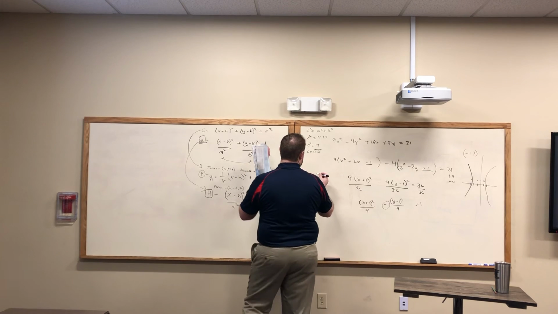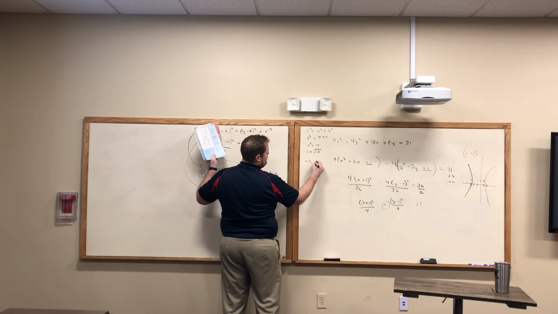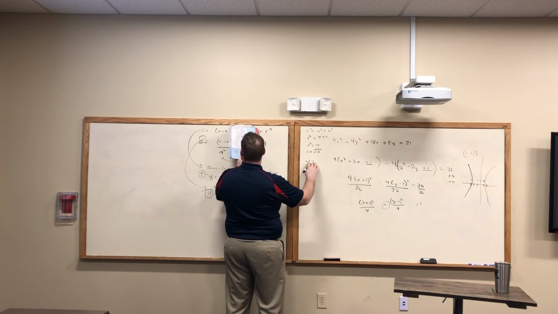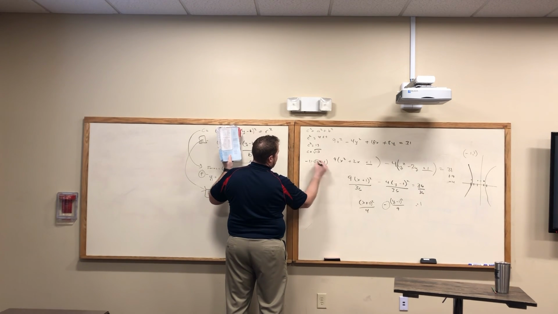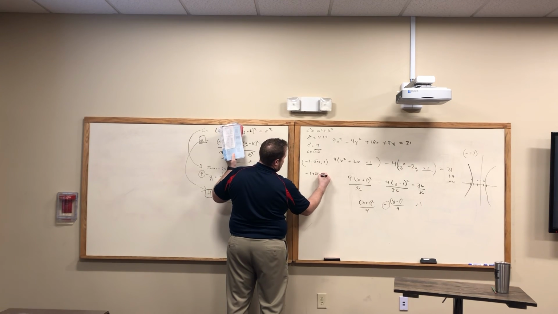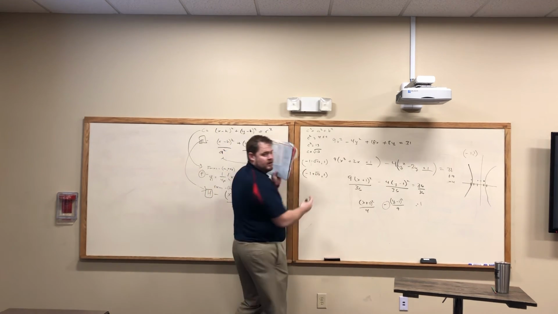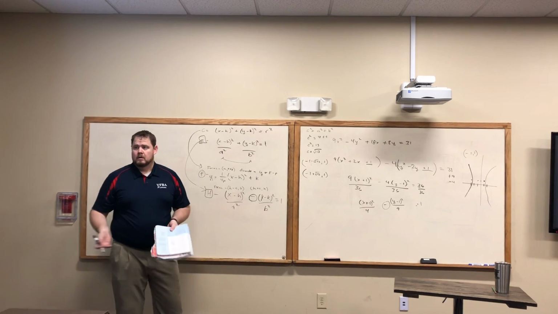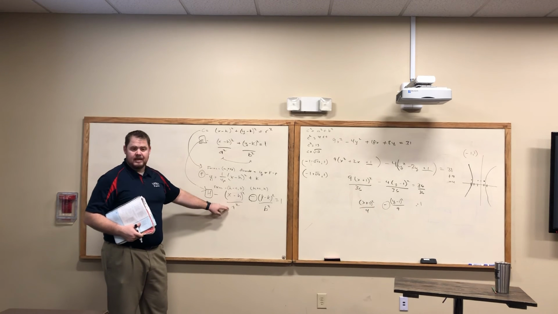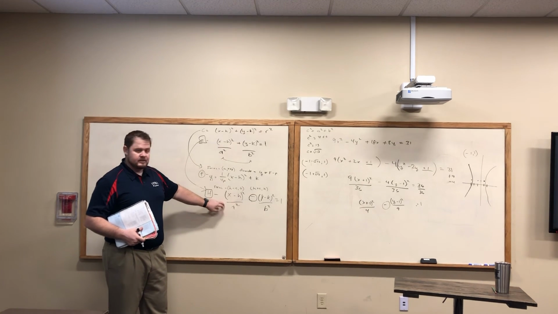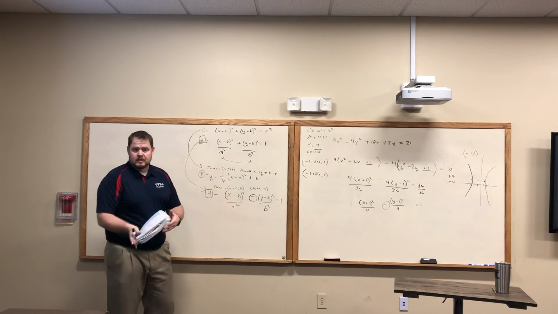So we get negative 1 minus the square root of 13, comma 1, and negative 1 plus the square root of 13, comma 1. Those are my two foci. Those are the two foci based on the vertex. Does that make sense? That's what you're solving for.